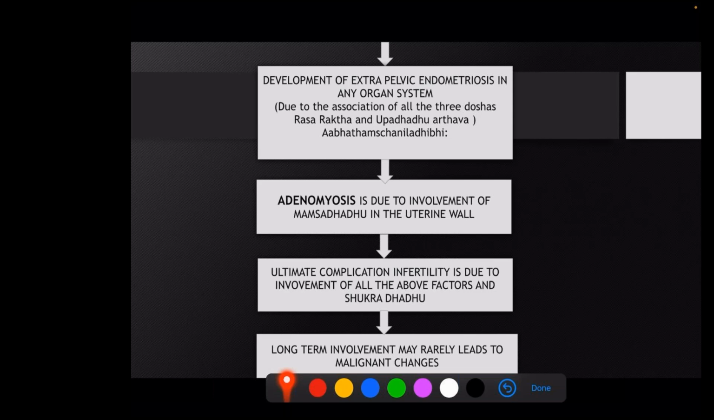Finally, with the involvement of all the three doshas, extrapelvic endometriosis can occur in any organ system, Abadamsha, Aniladi, but not frequently encountered. Again, due to the involvement of Shukra dhatu and the Shukravaha Srotas, the ultimate complication, infertility, may result. And very rarely malignant changes occur, but the prognosis is good.